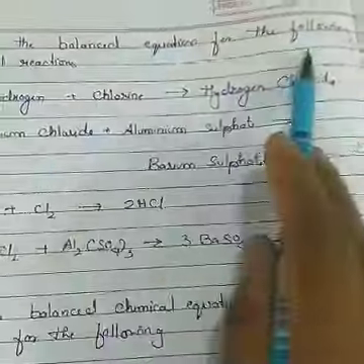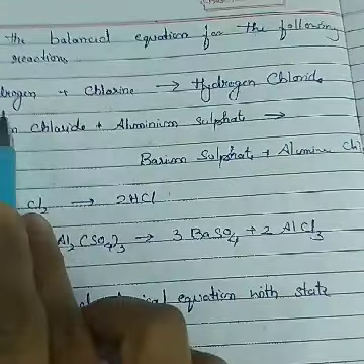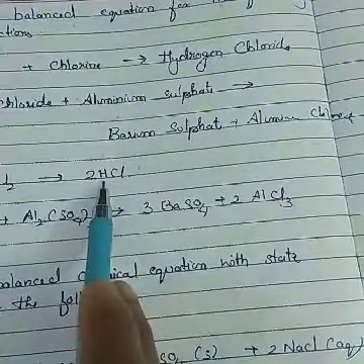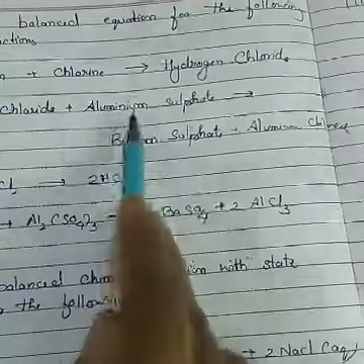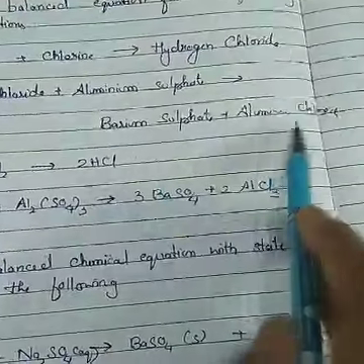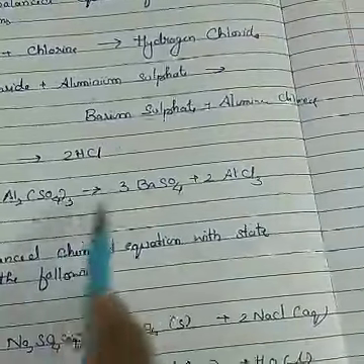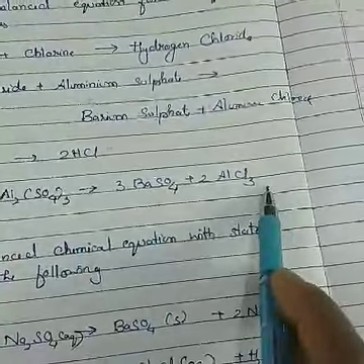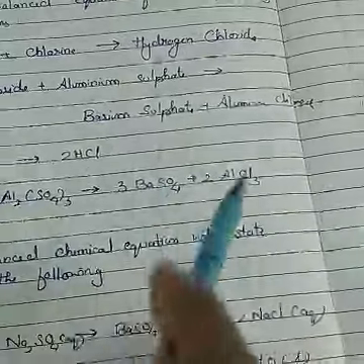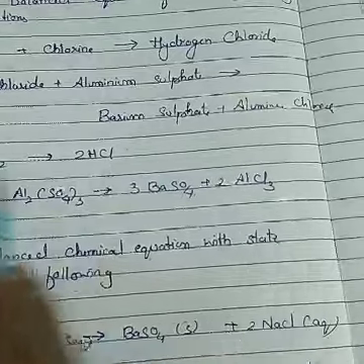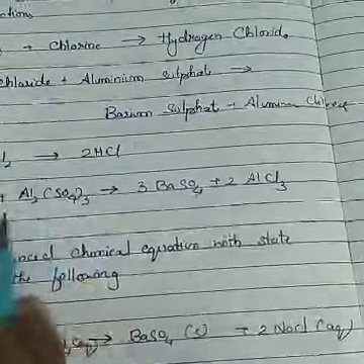Write the balanced equation of the following chemical reactions. Hydrogen and chlorine give rise to hydrogen chloride: H2 plus Cl2 gives rise to 2HCl. Barium chloride plus aluminium sulfate gives rise to barium sulfate and aluminium chloride: 3 BaCl2, Al2(SO4)3, BaSO4 and AlCl3. So try to balance these 2 equations either by hit and trial method or just by balancing the number of atoms.